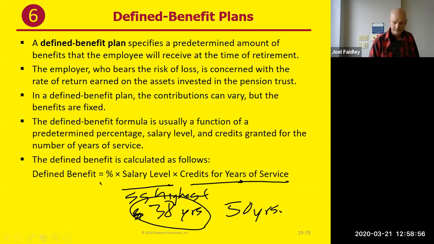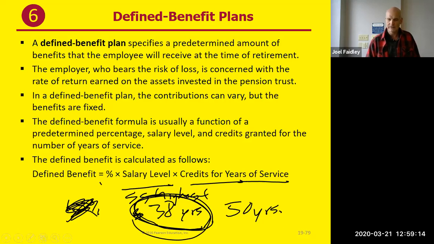They don't tell you what that is, but again, that's where I said the state of Tennessee is 1.5% times your highest 5 years times your years of service. But Social Security, I don't know what the factor is, but they use your highest 38 or 39 years. They average all of them together times your years of service. But that Social Security is a defined benefit plan, right?